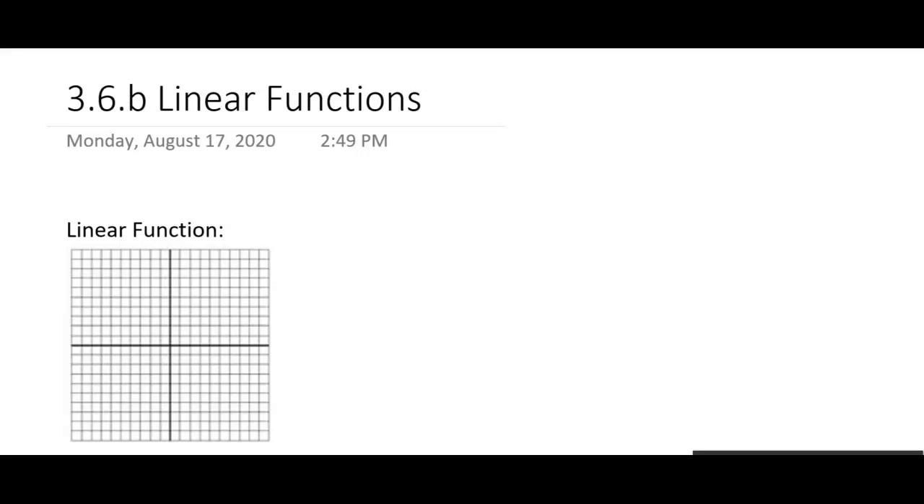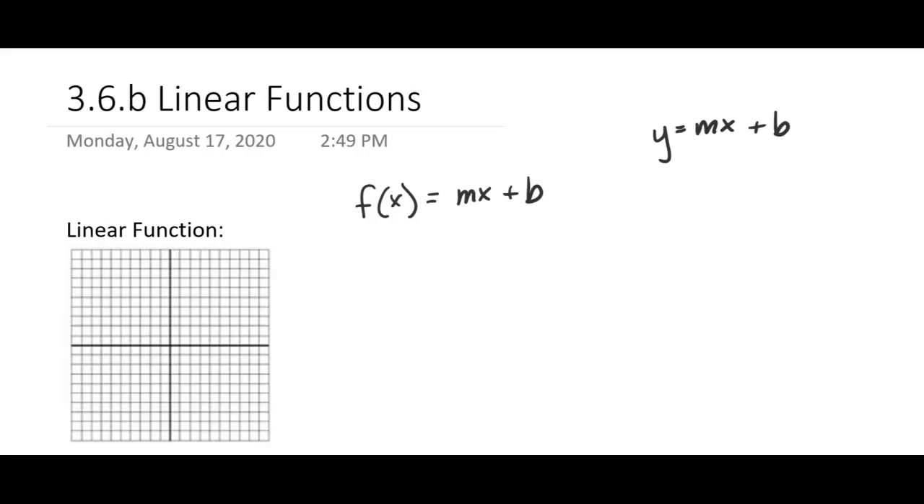Linear functions. Linear functions come in this form: f of x equals mx plus b. Now you've seen that form before with the slope-intercept form. You used to have y equals mx plus b, but because we're using the function notation, it's written this way.